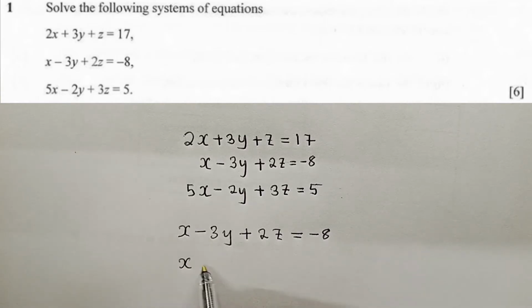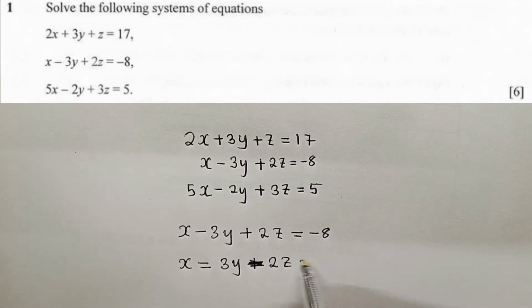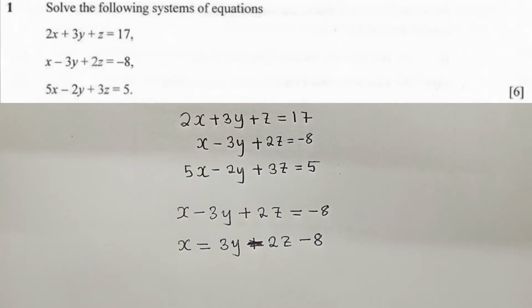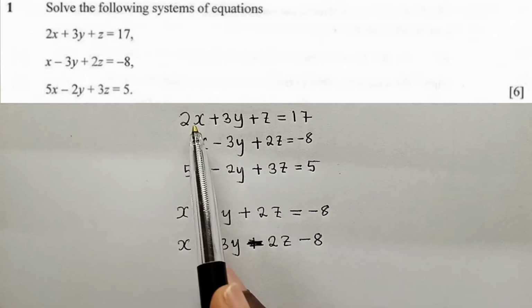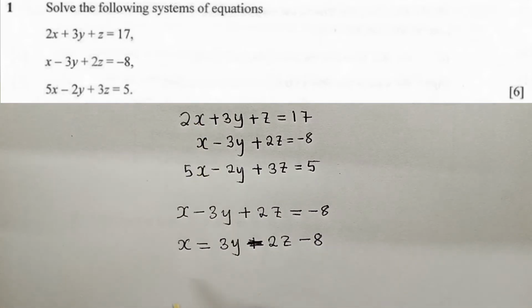So it will be x is equal to 3y minus 2z minus 8. So I've made x the subject of the formula. So the next thing will be to substitute this here and here.